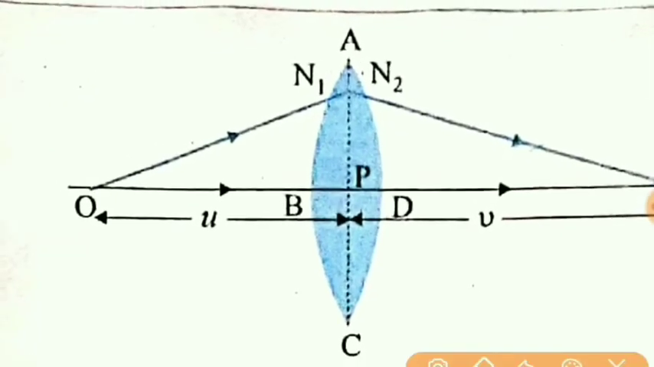So if we consider this as a thin lens, then this point P and this point D, their distance can be neglected, because the lens is very thin. Even the distance from P to D can also be neglected. Here this P is nothing but the pole of the lens.